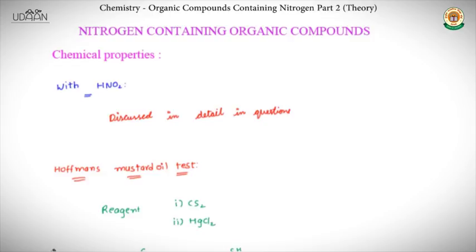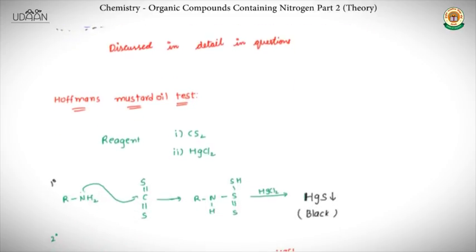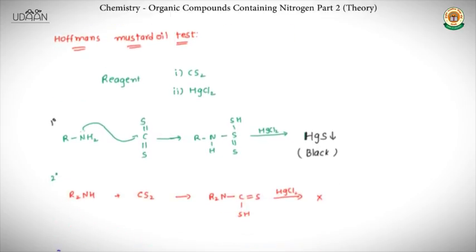Now the next reaction is the reaction with HNO2, as you are given in the table. Now we are not discussing this reaction in this theory because it involves a lot of theory, and we'll be discussing it in the practice problems, not in the solved examples. You will also be given practice problems for this. Now the next test is Hofmann's mustard oil test.